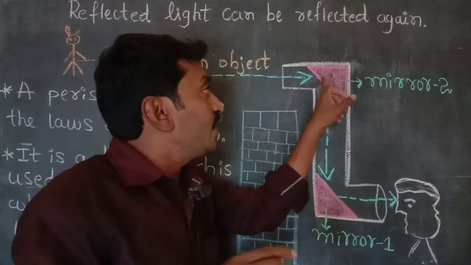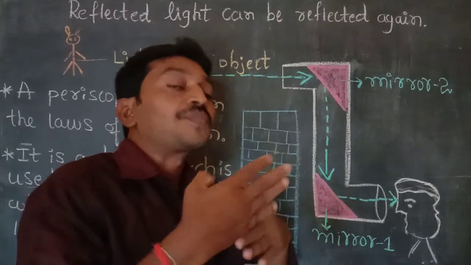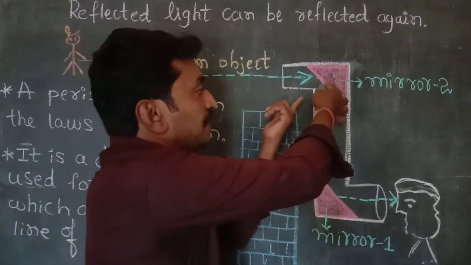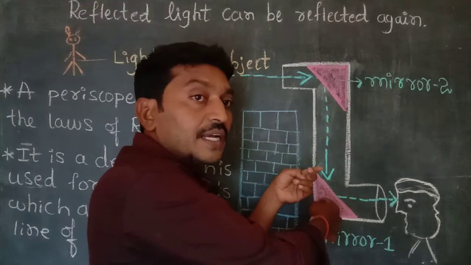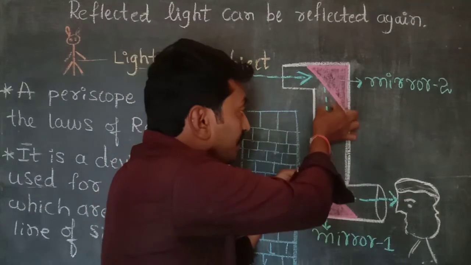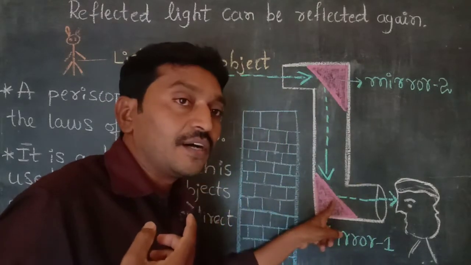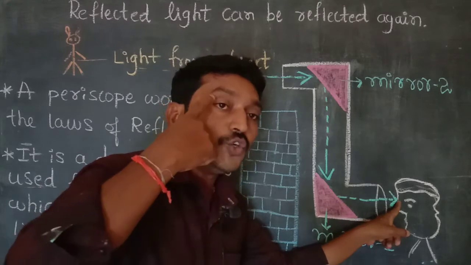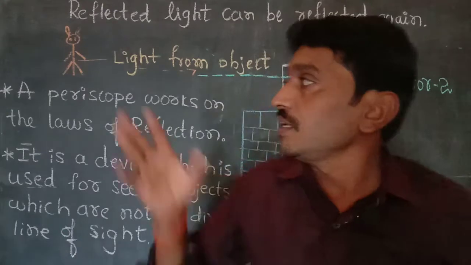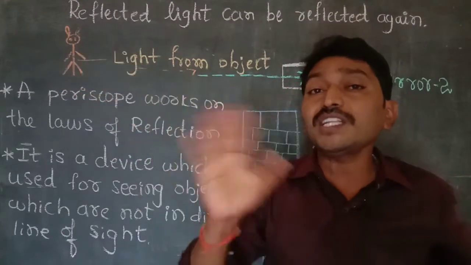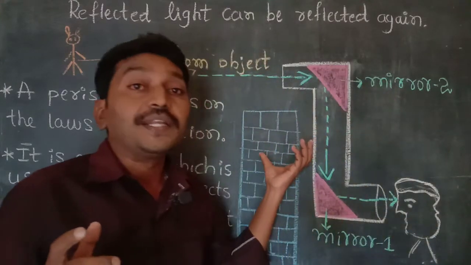When the light falls on this mirror, reflection takes place. After reflection, the reflected ray moves towards and falls on the second mirror. So here the reflected ray is reflected once again until it falls on the human eye, to observe various objects in front of it which are not in the same plane. That is the working of the periscope.